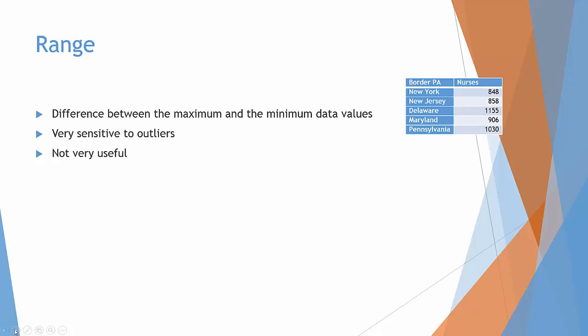Let's take a look at data. I'm using the same nurses data, but I've used a smaller data set because some of these calculations are quite involved. In order to find the range, I'm just going to take the largest piece of data, which here is the number of nurses in Delaware per 100,000 residents, and subtract the smallest piece of data, which is the number of nurses in New York. And I get 307 nurses per 100,000 residents.